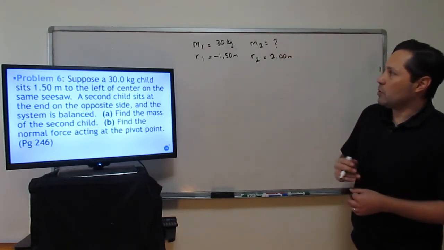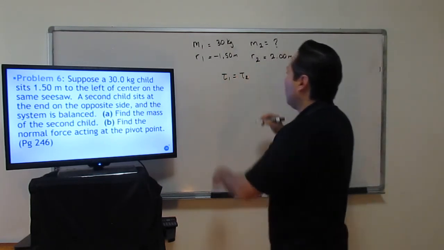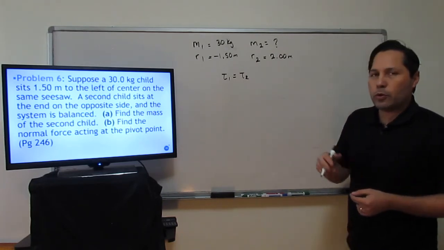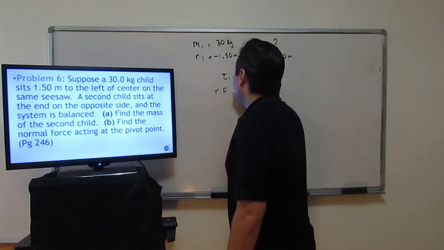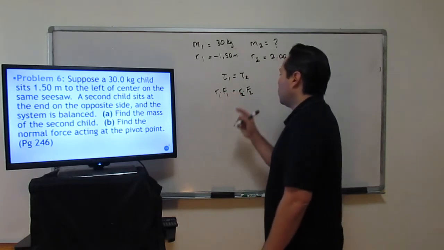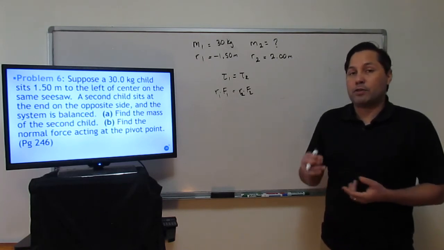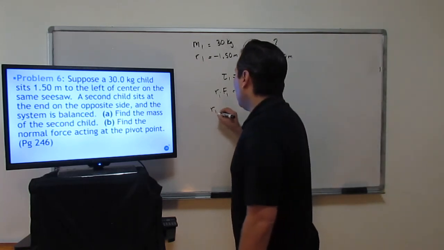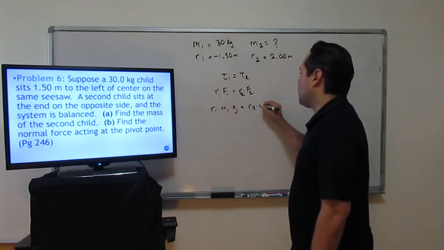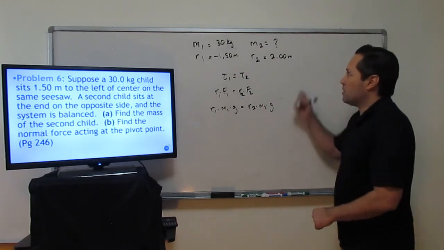Now, they're in equilibrium, so the torque of number 1 equals the torque of number 2. Boy 1 and boy 2, they equal each other out. So next, what is torque? It is R times F on both sides. Next, what is the force? The only force that they have is force due to gravity, so it's mass times gravity. So I'm going to put R1 times M1 times gravity is equal to R2 times M2 times gravity. And we're looking for M2 in this scenario. What is the mass of our second child?